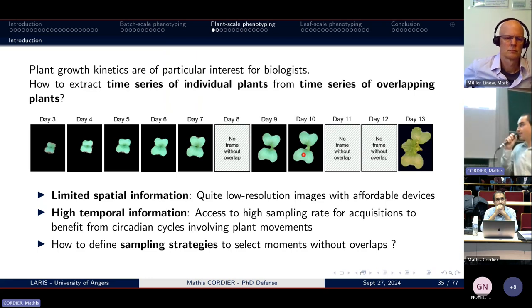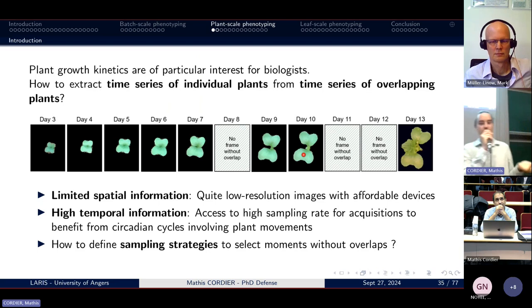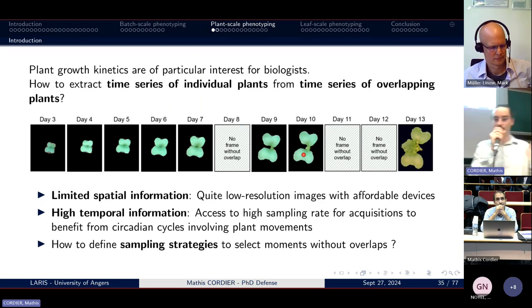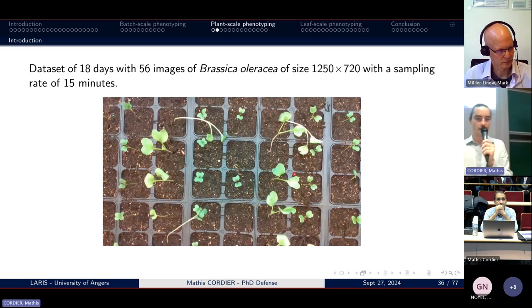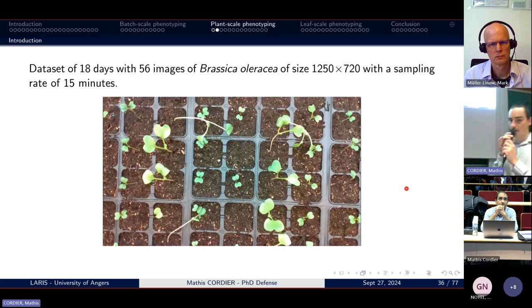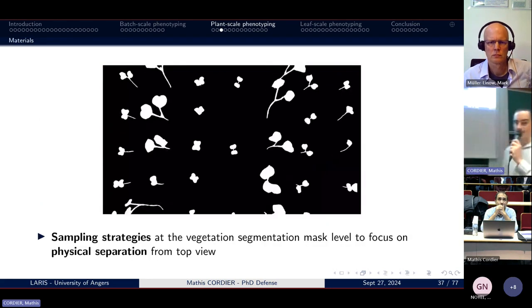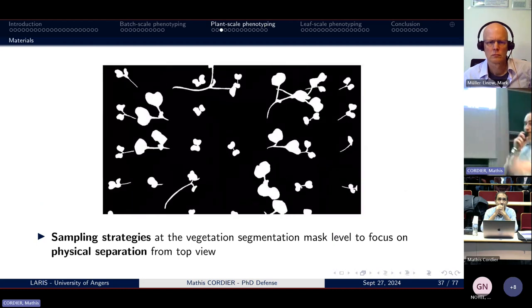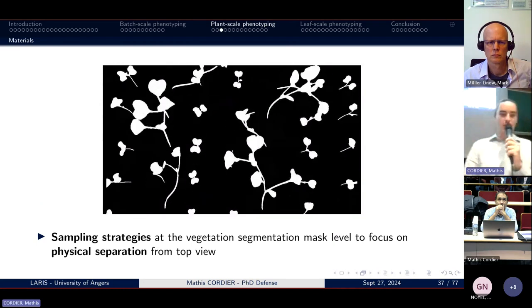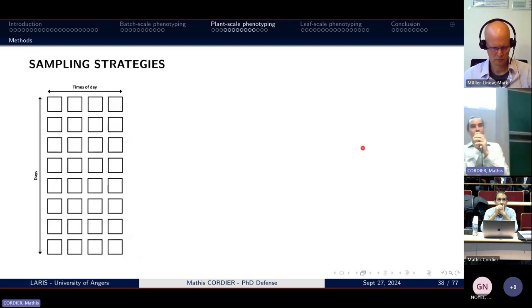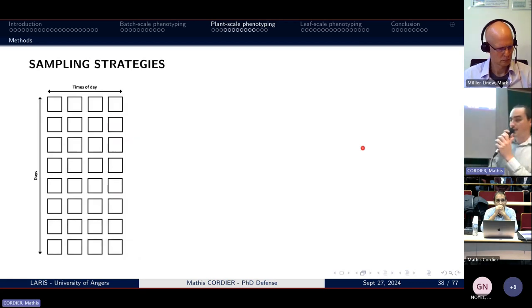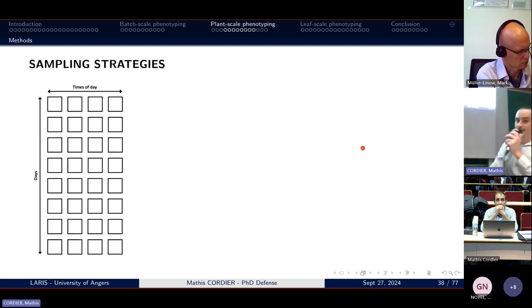And then we will ask the more precise question of how to define sampling strategies to select the moments without overlaps in the time series. So here we worked on the Brassica oleracea dataset. And in particular, we worked at the level of the vegetation segmentation mask to focus on physical separation from top view. So let's now present the different sampling strategies that we proposed. So we can represent the time series in 2D with days in rows and time of day in columns.